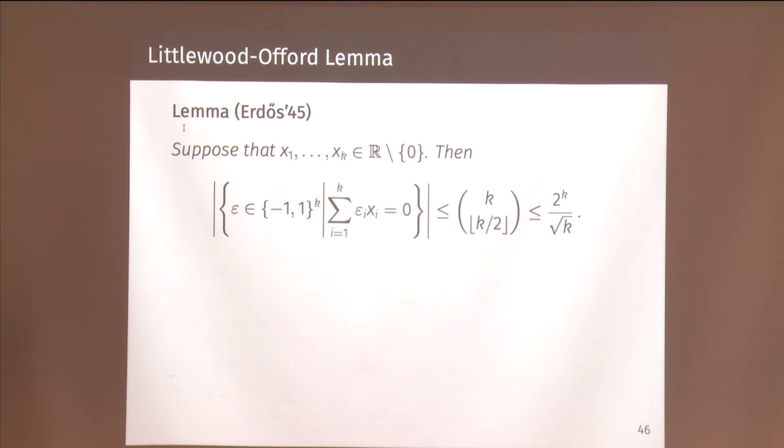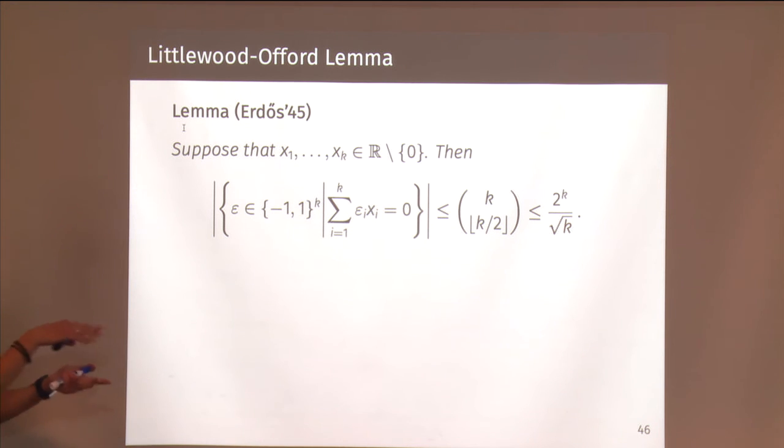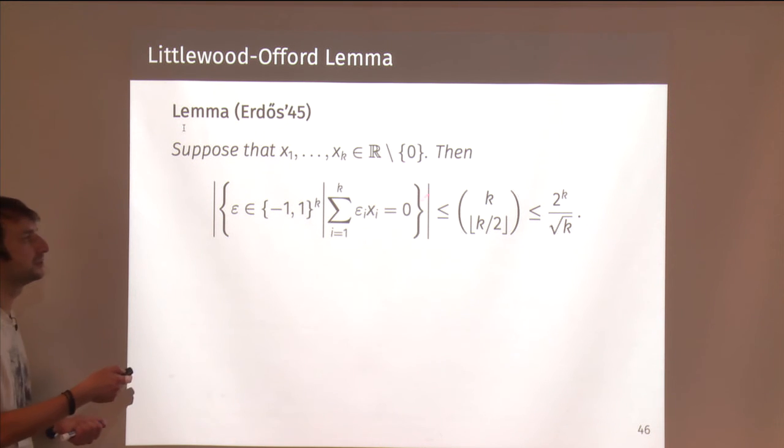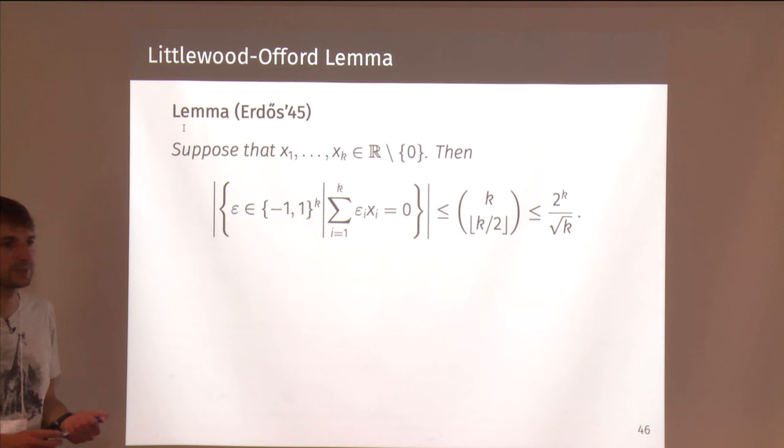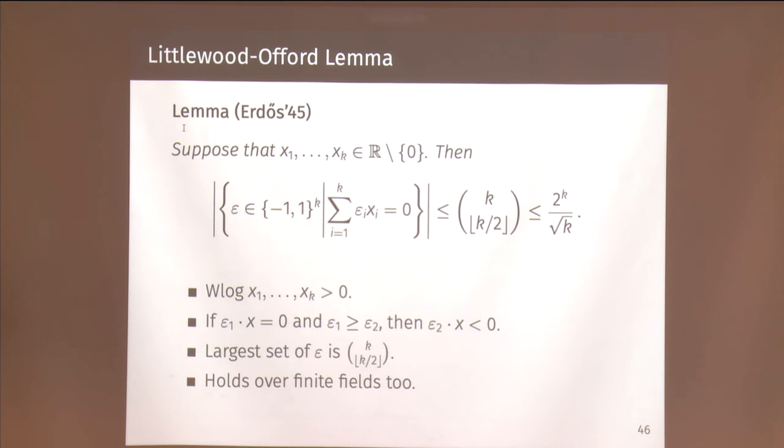Say the Littlewood-Offord lemma, which says that if you have fixed x and then take their, say, plus minus 1 sums, of course the expectation is 0. You're going to hit 0 often, but not too often. The probability that you hit exactly 0 is at most 1 over square root of k. And there are versions of this lemma over finite fields. The real version is super easy to prove. The finite field version is an exercise, and it actually requires work.